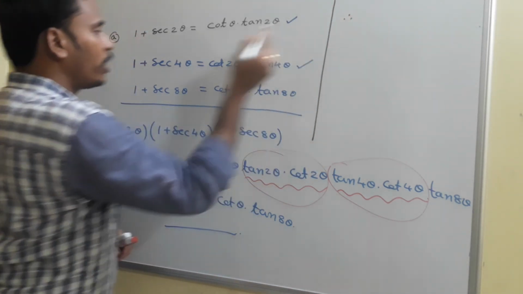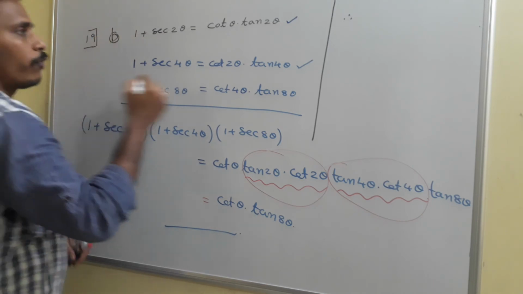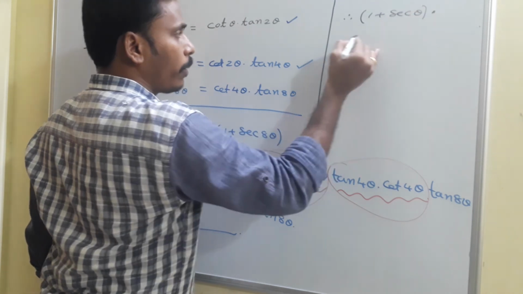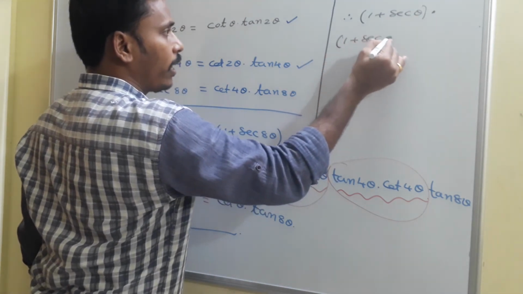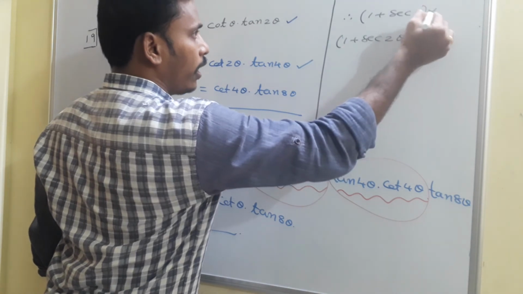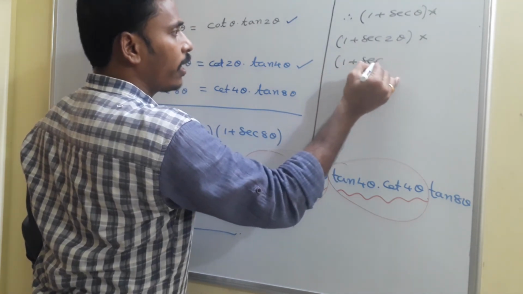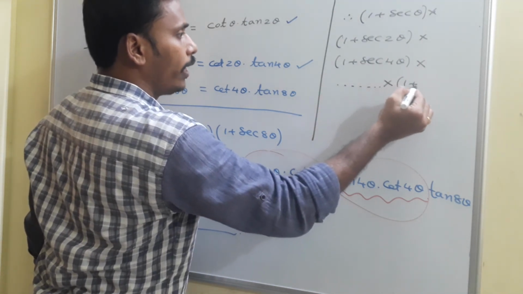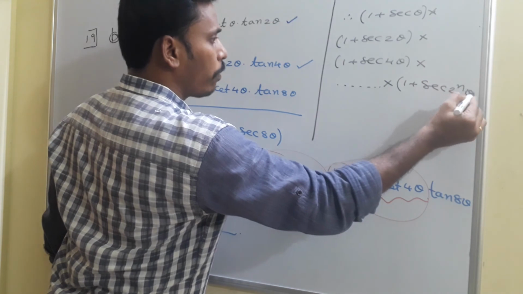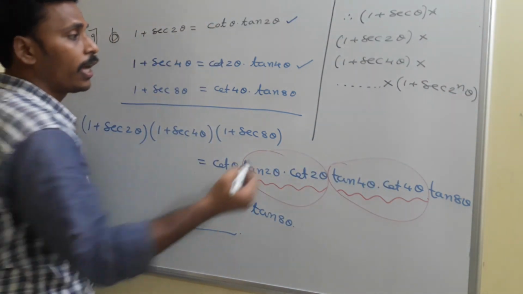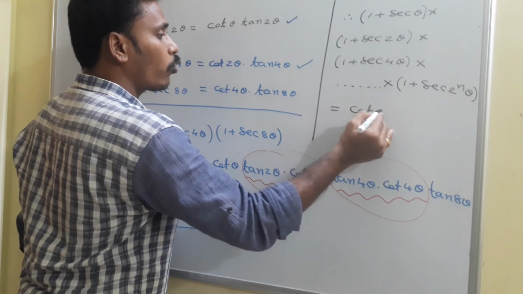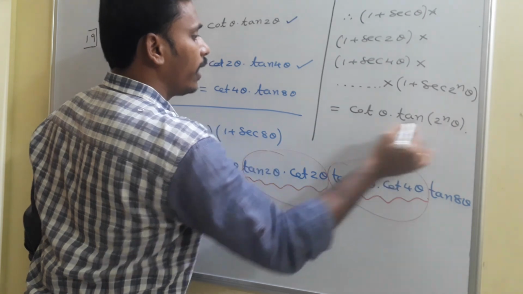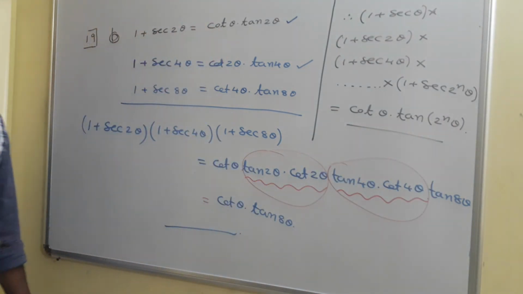Therefore, you just take it as 19b, right? Therefore, we will conclude it like this: 1 plus secant theta into the product. Because of space concerns, I am writing vertically. 1 plus secant 2 theta into 1 plus secant 4 theta into, like that if I continue, 1 plus secant 2 power n theta. If I continue for n terms, it results in cot theta into tan of 2 power n theta. For n terms, you need to identify that.